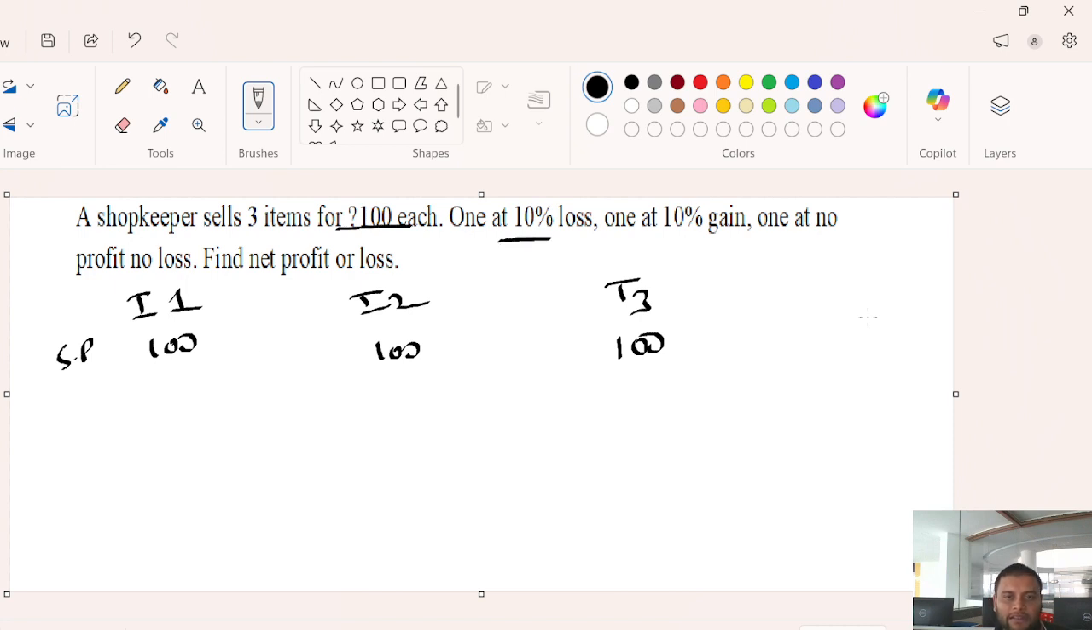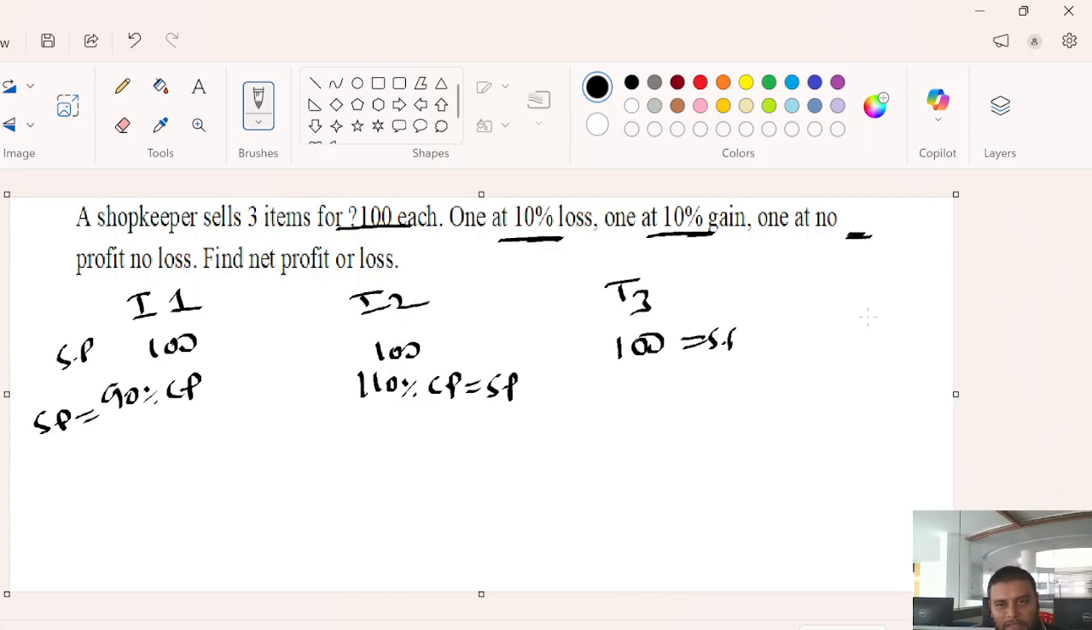And he says one at 10% loss. So he is selling at 90 percentage of CP. That is 90% of CP, the selling price of the article. And one he gets 10% profit, so he is selling at 110 percentage of CP. This is the selling price of this article, and one at no profit, no loss. That means selling price is equal to cost price. So guys, clearly we can write selling price of three articles is equal to 300 rupees.